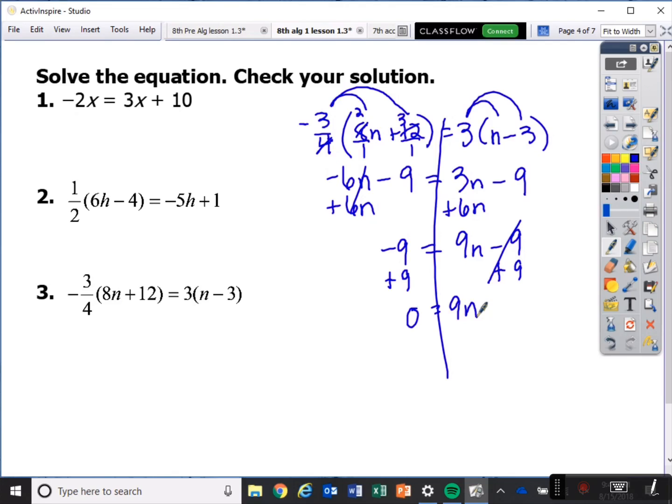Exactly. Anytime you're only left with n, like there's no whole number over here, and it equals 0, the only thing your answer can be is 0, because 9 times what is 0? 0, right? But if that messes with your head, how do we get rid of a times 9? Divide by 9. It's still 0. 0 divided by 9 is 0.